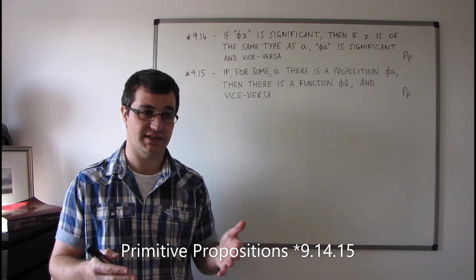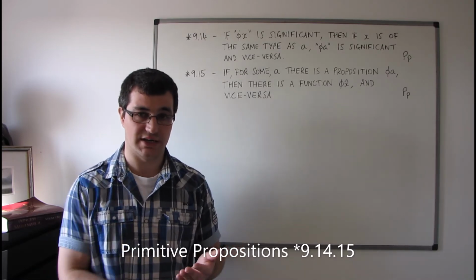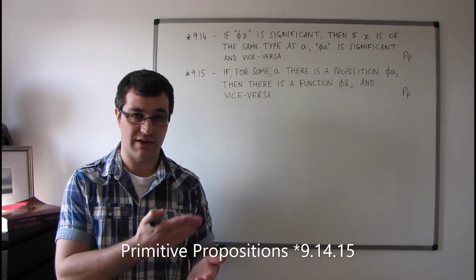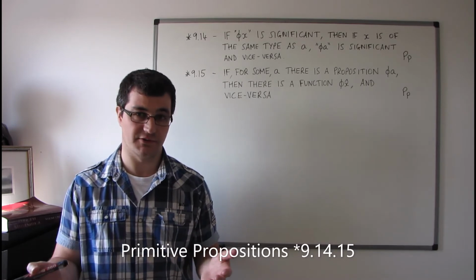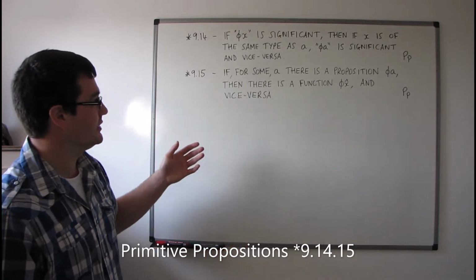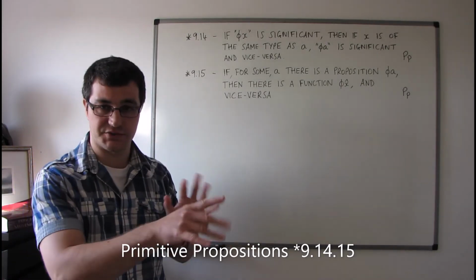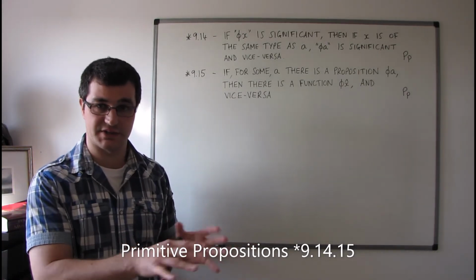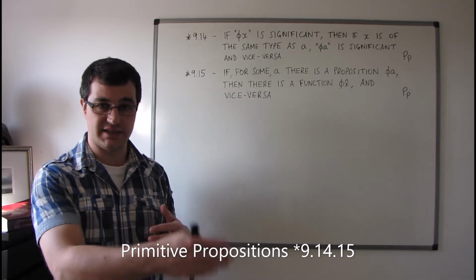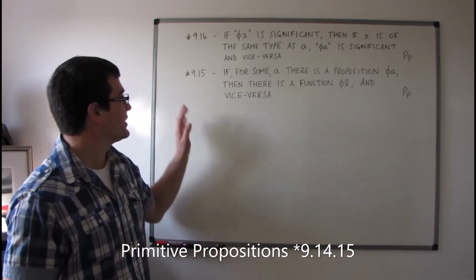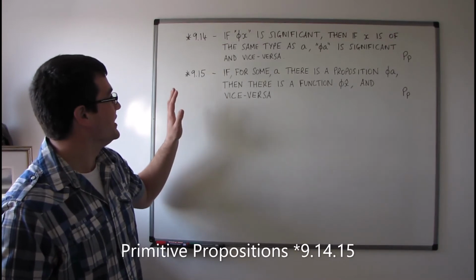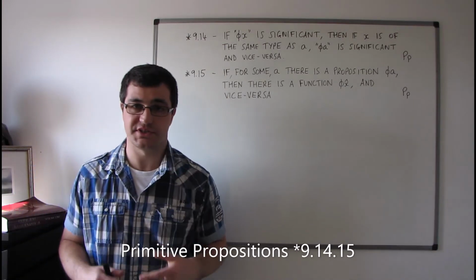So that means that every function gives rise to a type, and every type is the range of significance of some function. The two don't exist independently, so we can't have propositions just floating around in our system, completely disconnected from any function. Okay, so those are the final two primitive propositions from section 9.